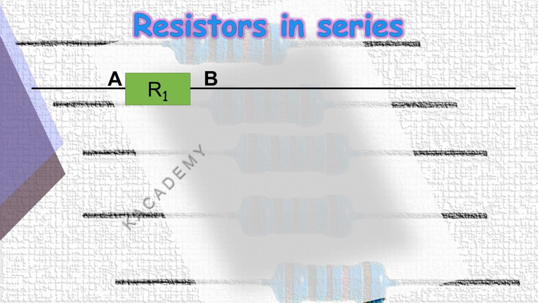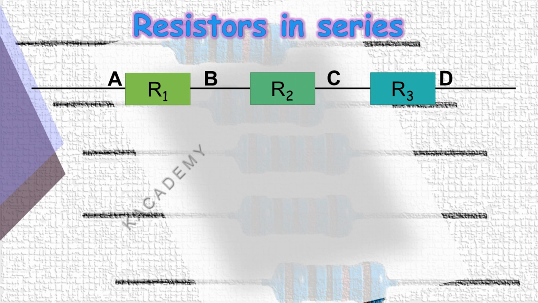In a series circuit, the output current of the first resistor flows into the input of the second resistor, and so on and so forth. Therefore, the current is the same in all series resistors. In other terms, resistors are said to be in series whenever the current flows through the resistors sequentially. Consider now this figure showing three resistors in series with an applied voltage UAD.